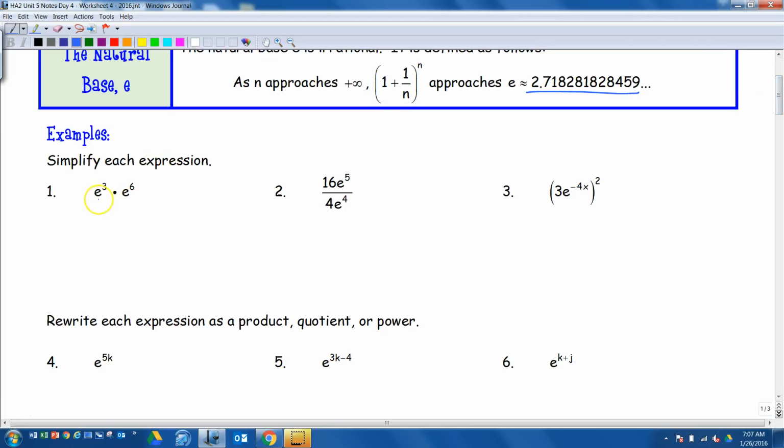So we're going to use exponent properties to simplify these. Even though it's a base e, it's still the same base, so you add the exponents, so this should be e to the 9th. Here, we divide the numbers, we get a 4. We subtract the exponents, we get e to the 1st. Here we square both things, so we get 3 squared, and for e, you multiply the exponents, to the negative 8x, so we get 9e to the negative 8x. Or, if I do not want negative exponents, I get 9 over e to the 8x.